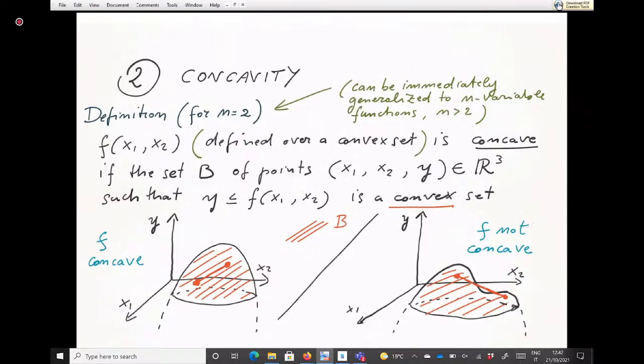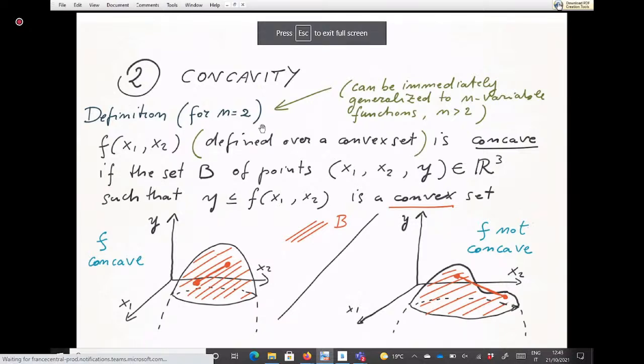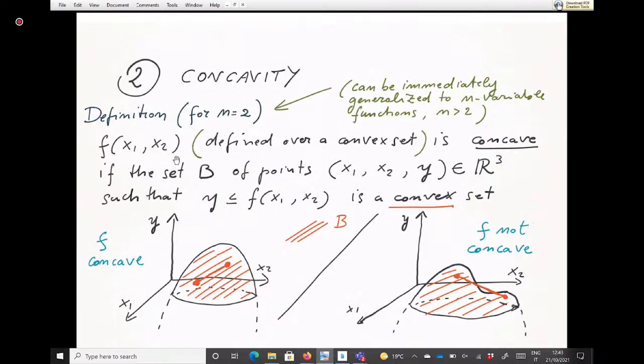So concavity in general, I hope that your intuition now is, everything is intuitive, and there are many ways to define concavity. The most general, which is compatible with the level of this course, and this is already very general, is this one. I give you the definition for n equal to 2, but it can be generalized immediately to any n variables. We must have a function f of x1, x2, which is defined over a convex set.